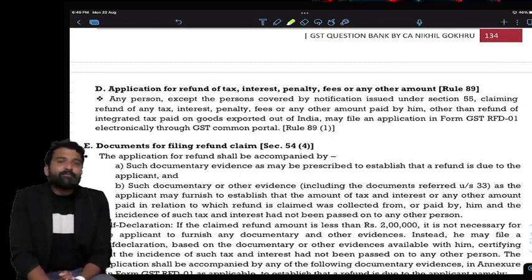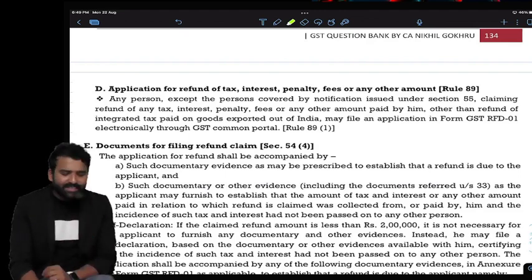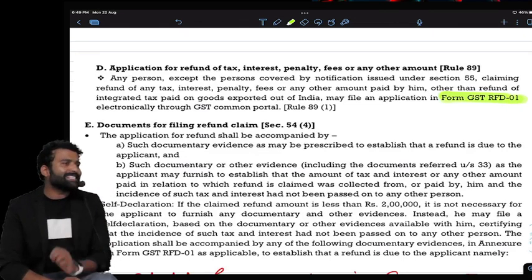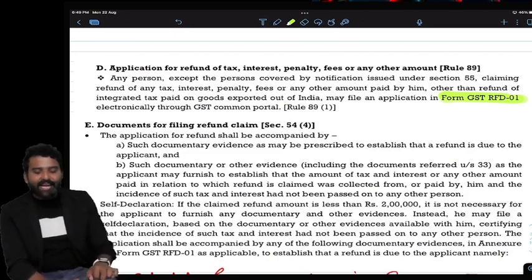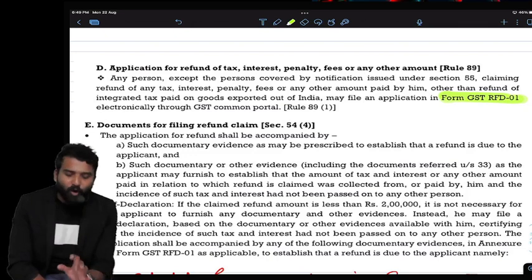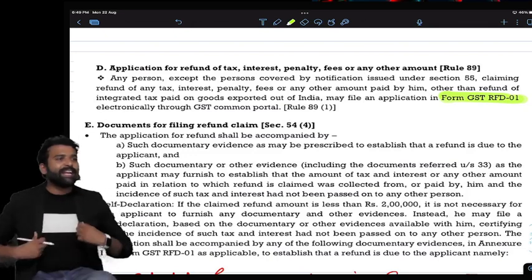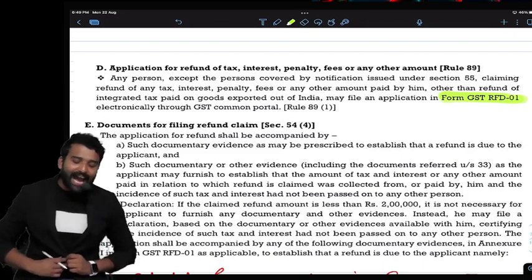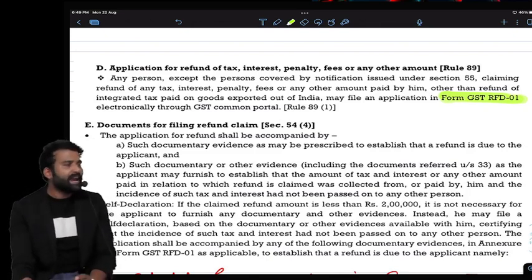Now, the next point is, what is the application? How can I apply for GST refund? Actually, for claiming GST refund, there is a form, and there is a common form for all refunds. And what is the form number? Now again, they can ask you in your MCQ. The form number for filing GST refund is GST RFD-01. So with the help of this form, I can claim GST refund under section 54. For claiming any refund under section 54, I can file this form, GST RFD-01, and through the online portal, I can file this form for claiming any refund.